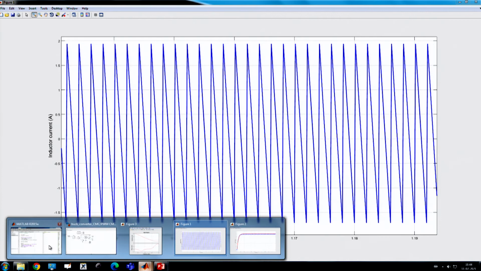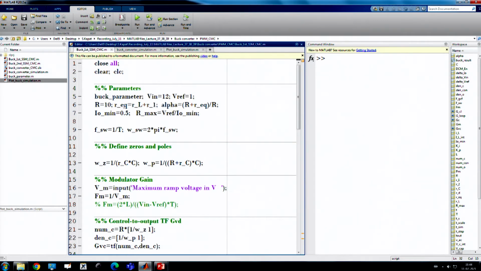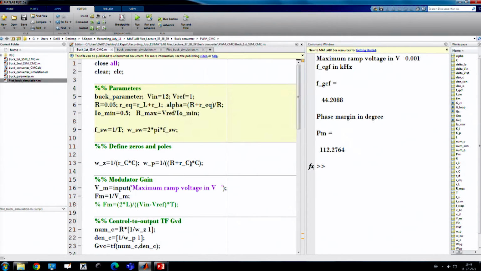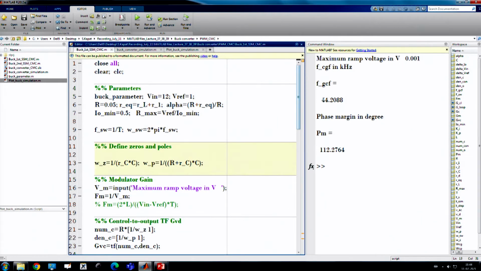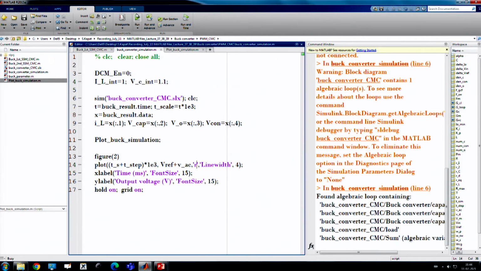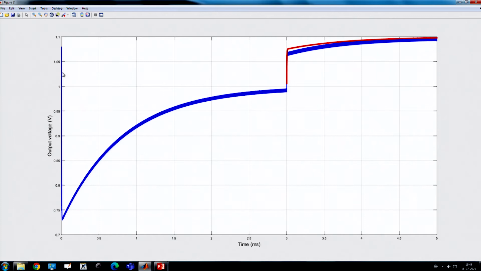So, can we solve this problem by increasing the load current or decreasing load resistance? Suppose if we use 0.05, then now we are operating at almost 20 ampere current. Okay, now we want to see what happened. So, now gain crossover frequency is reduced, it is less than 1/10 because we are using a smaller controller gain, but we want to check whether the mismatch is still there or not.